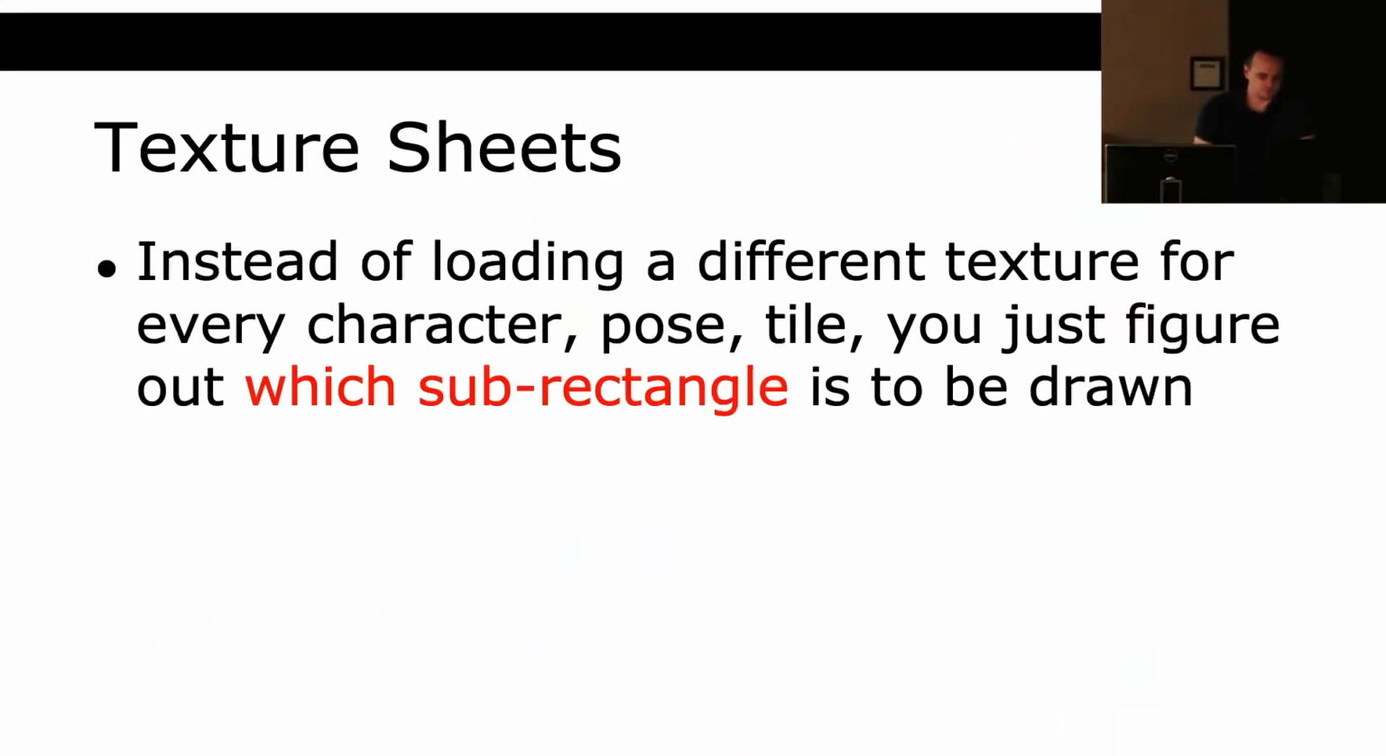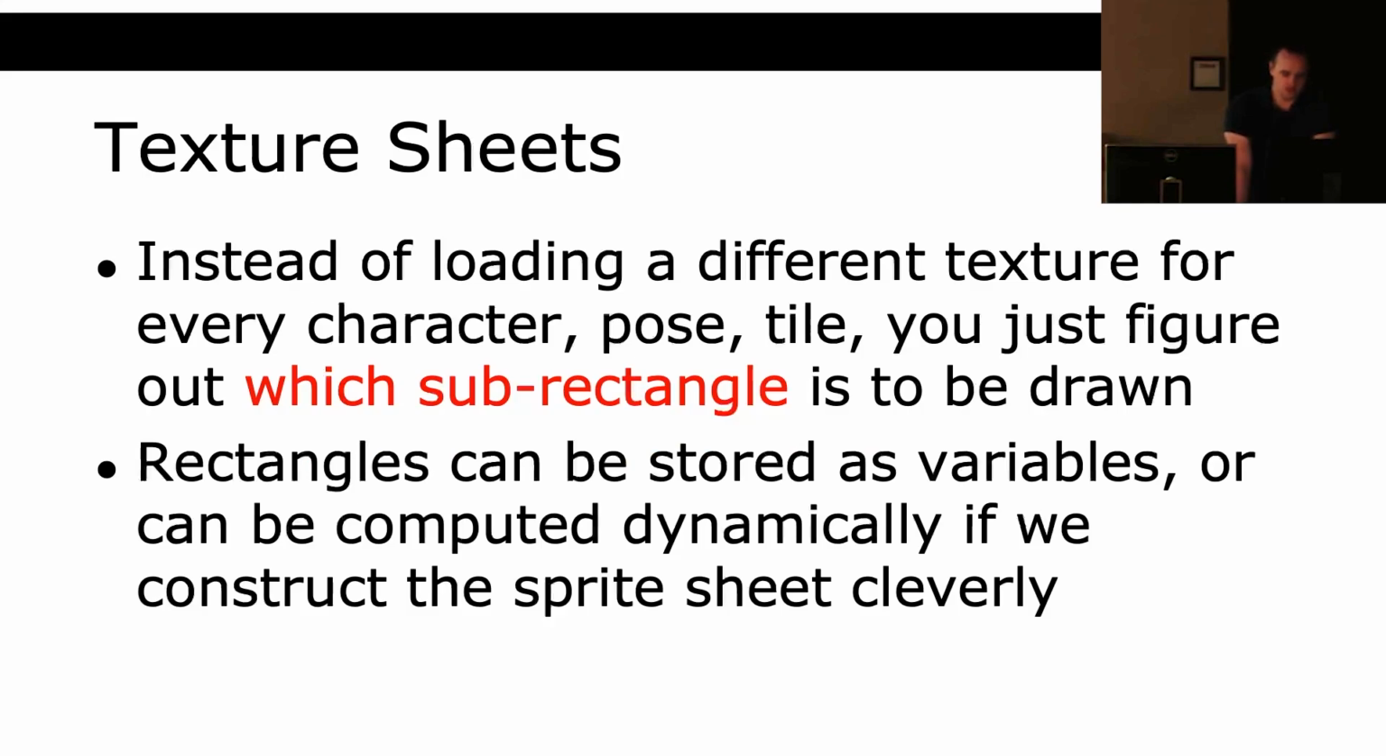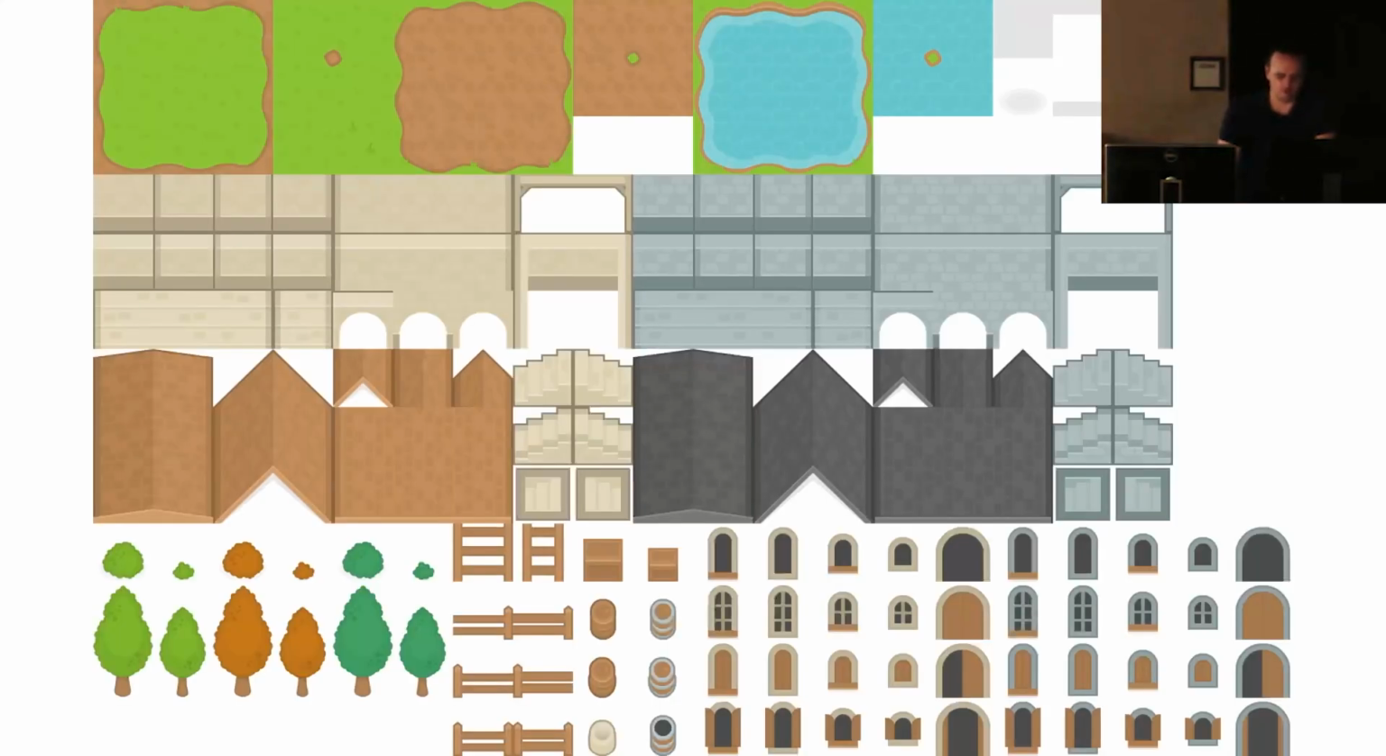So instead of loading a different texture for every character, pose, or tile, or whatever, you just figure out which subrectangle you need to draw. And rectangles can be stored as variables, or they can be computed dynamically if we store the sprite sheet cleverly. So what do I mean by that?